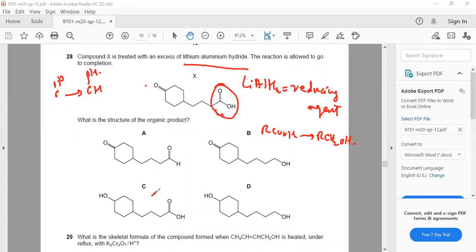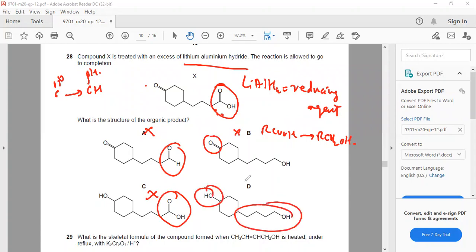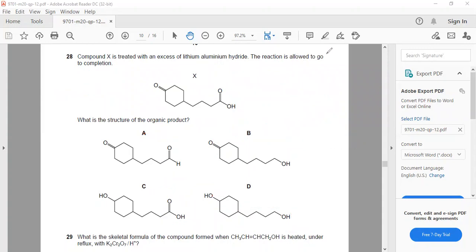Carboxylic acid, C and A, 100% wrong because carboxylic acid is still there. B is wrong because ketone is still there. Ketone must be reduced to secondary alcohol and carboxylic acid to primary alcohol. D is the answer.